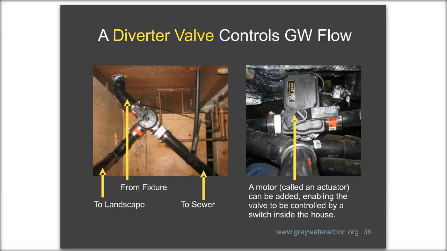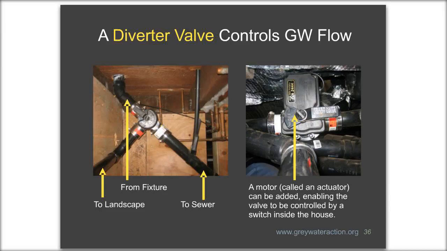So here's a close-up of the valve. You can see on the left, the gray water is coming through the floor. There's the valve. One side's going to the landscape and the other's going to the sewer. And you can imagine that if your valve is under your house and you want to turn it off or switch it, you probably don't want to crawl under there.